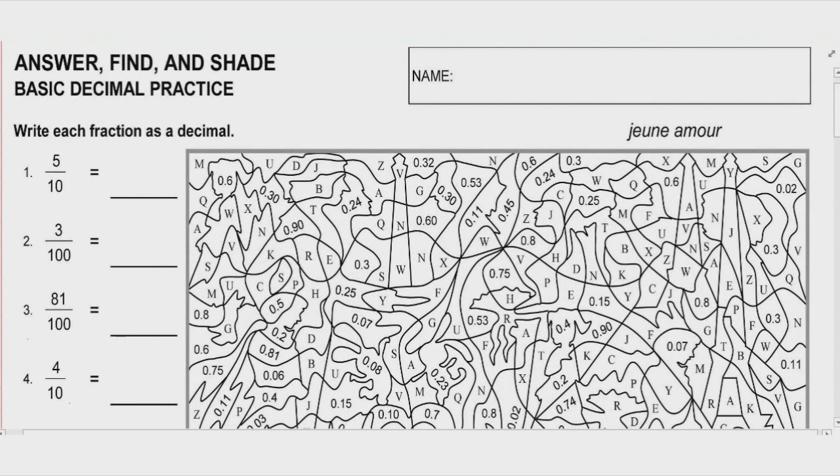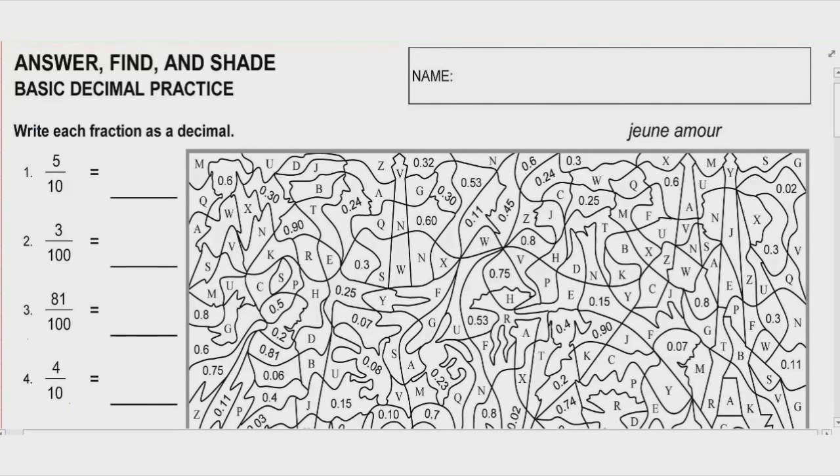On an answer find and shade worksheet that's covering basic decimal practice. Well, first off, what's a decimal? Well, a decimal is a number that's less than 1. So basically, it's kind of like saying it's a piece. It's not even a whole. And in an answer find and shade worksheet, all you do is answer the problems, find them in the picture, and shade them in. Answer, find, and shade.